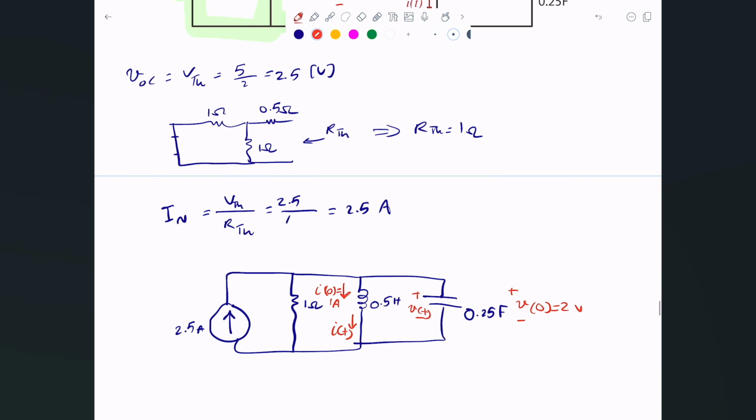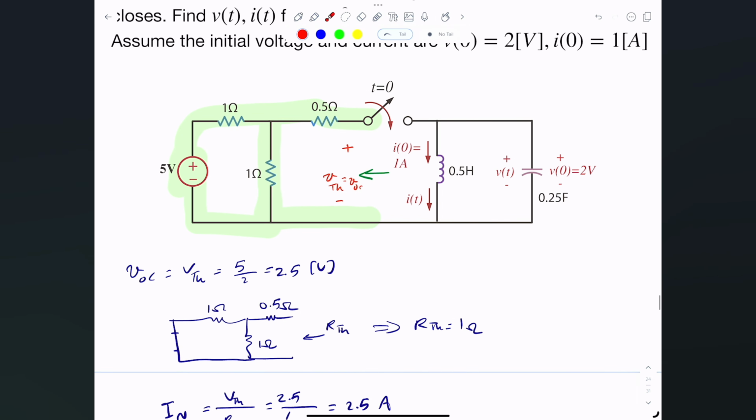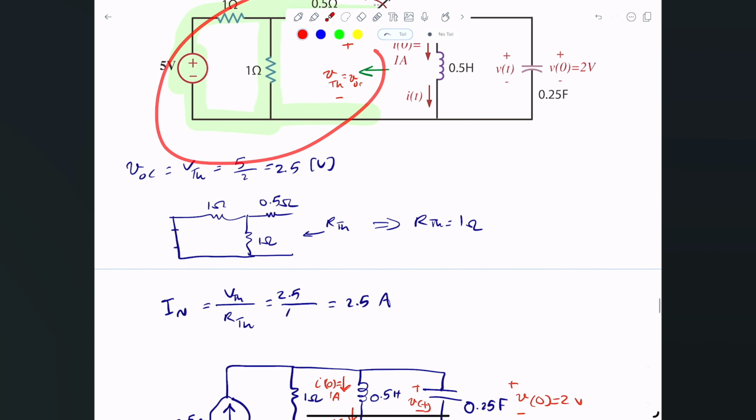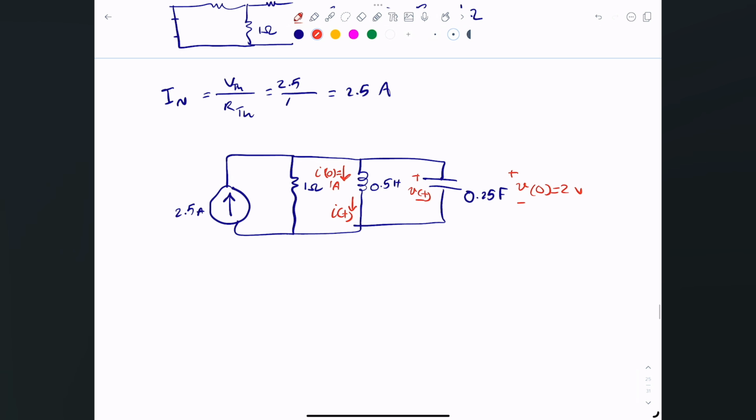This is of course after switching, so I basically replaced that green part with the Norton, and I connected it. That's what I've done. So let me write the differential equation that describes the circuit. So simply we can just say, if this is my reference, we can just figure out what the voltage in here is, and this is actually V of t. It's the same V of t in here.